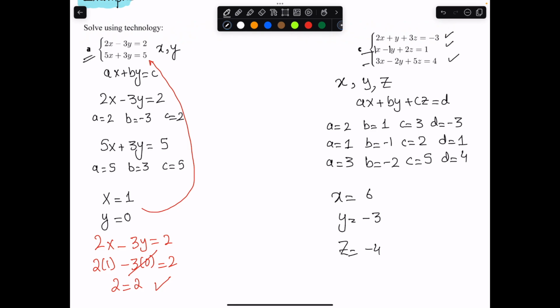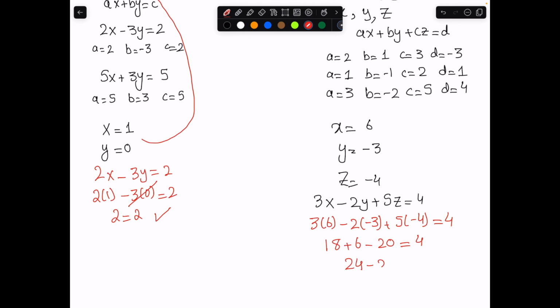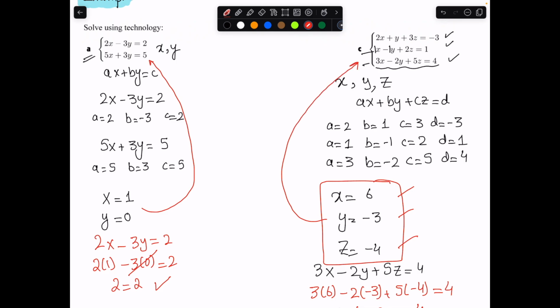Now in order to check the solution, we can choose any equation. Let's say I choose the third equation, which is 3x minus 2y plus 5z equals 4. Substituting the values, 3 times 6 minus 2 times -3 plus 5 times -4 equals 4. 3 times 6 is 18. This will be plus 6 minus 20 equals 4. 18 plus 6 is 24, minus 20 equals 4. Hence 4 equals 4, which means this unique solution of x, y, and z indeed satisfies the system of linear equations.